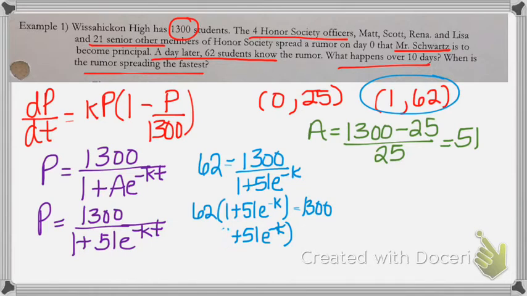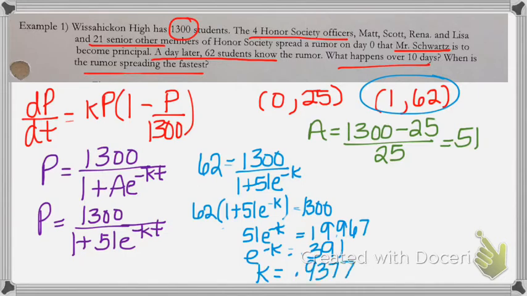So I'm just going to skip a step just for the sake of room here. So 1,300 divided by 62 and then subtracted 1, you get 19.967. Just keep that whole decimal in the calculator. Divide by 51. Take natural log on both sides and then divide by the negative, so K is 0.9377. Again, just make sure that you keep that whole decimal in the calculator.